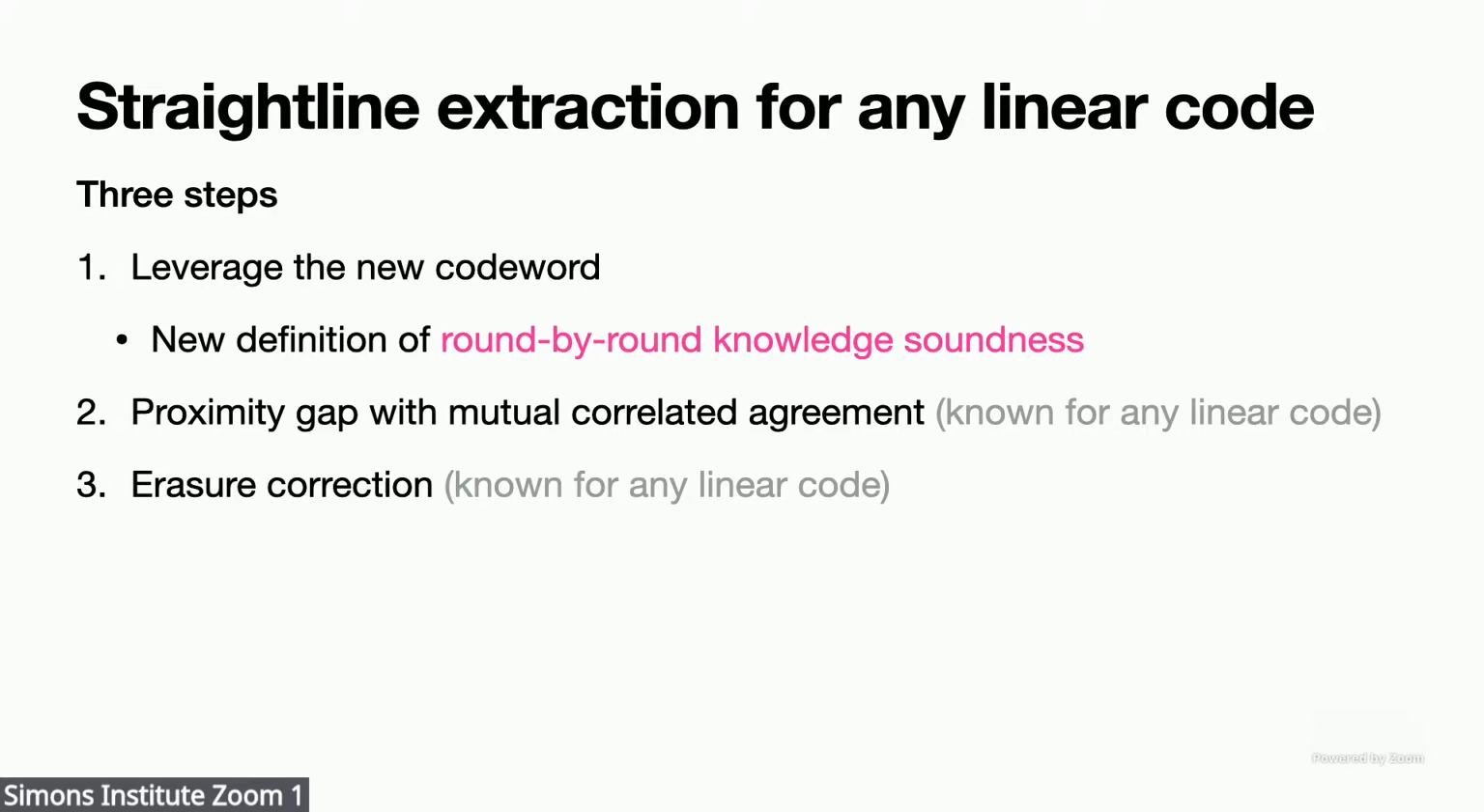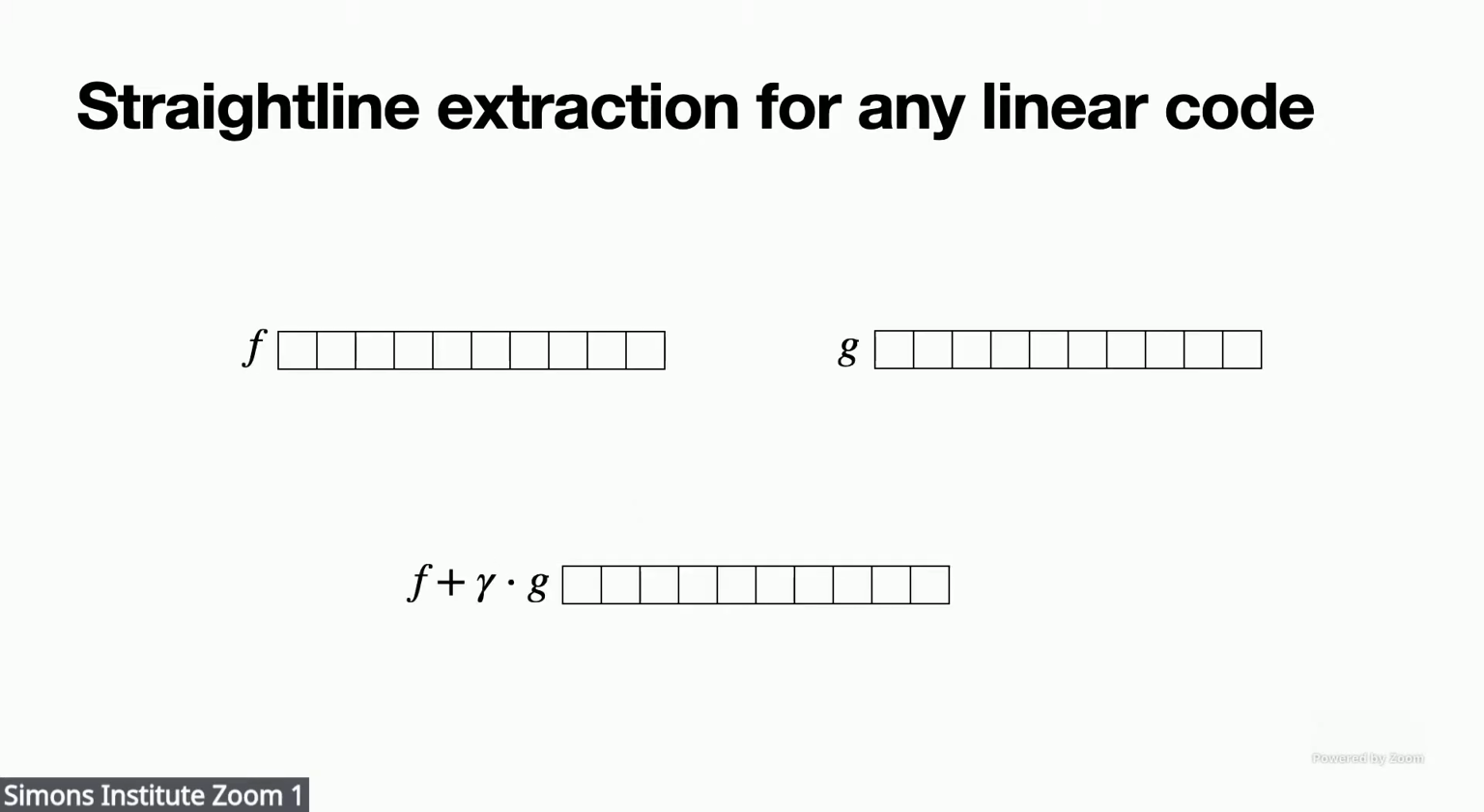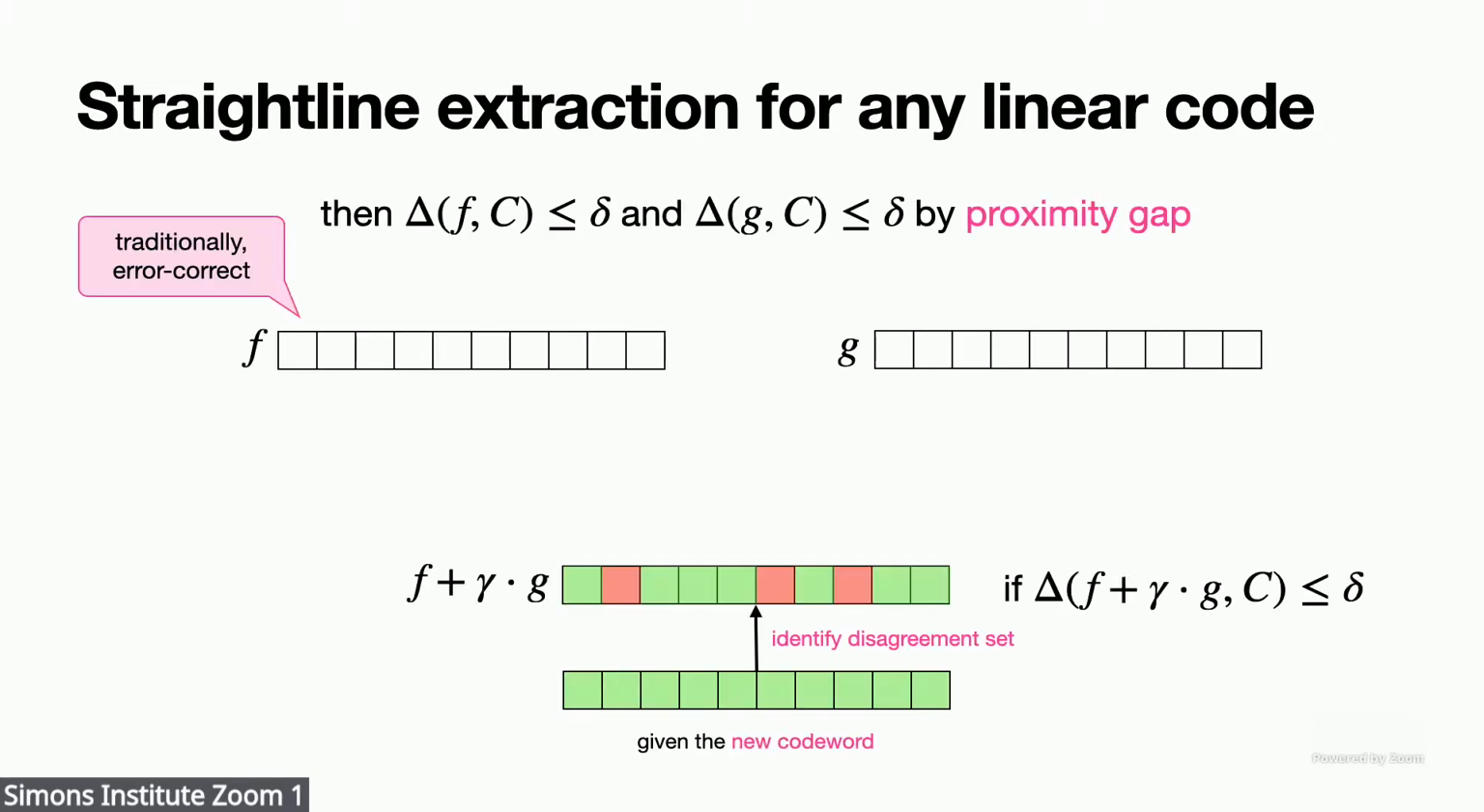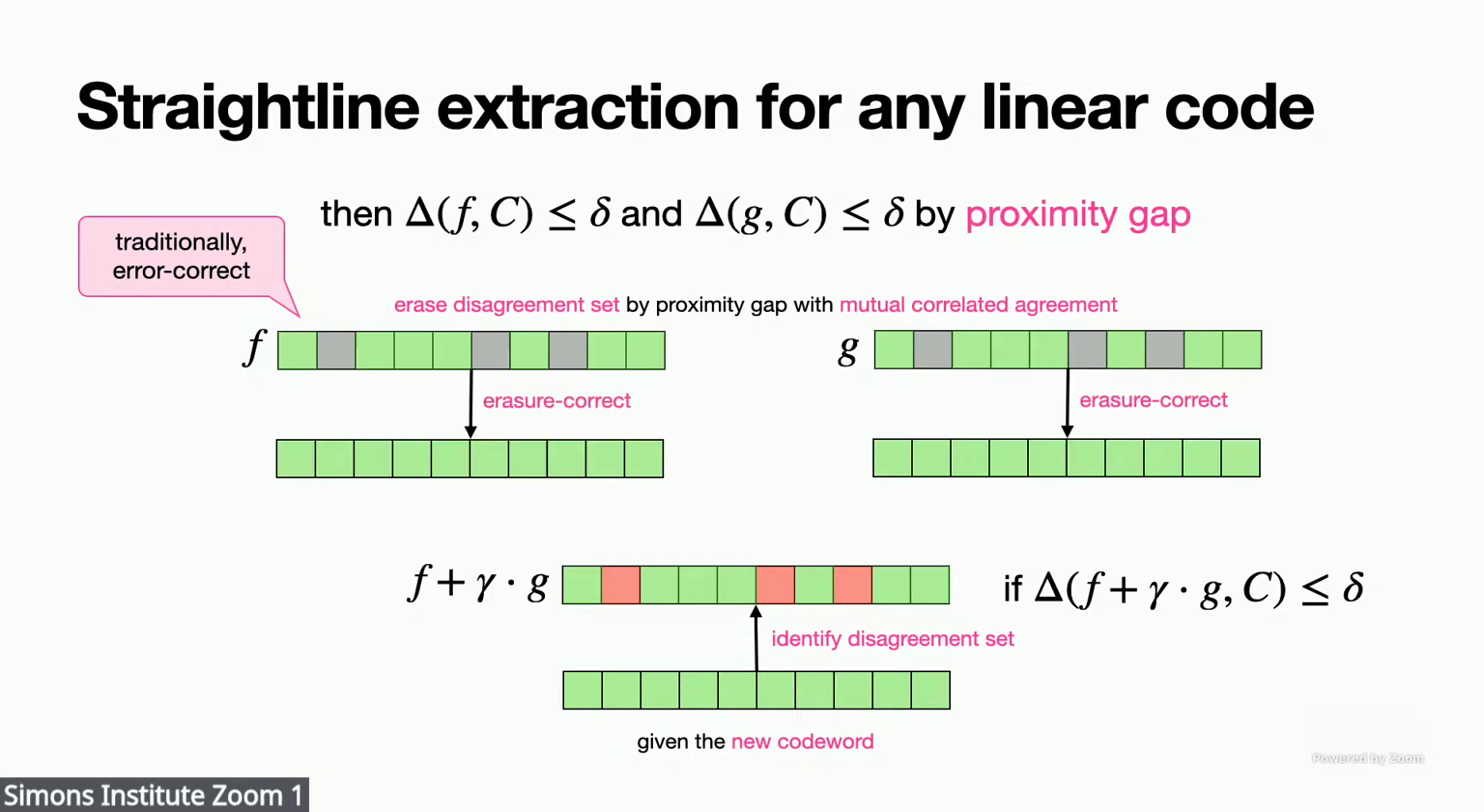How do you identify the disagreement set? The disagreement set is the exact same disagreement set as over here. And the way you identify it is that you have the actual code word, so you just compare. Wherever they differ, that's part of the disagreement set. Okay. Yeah.